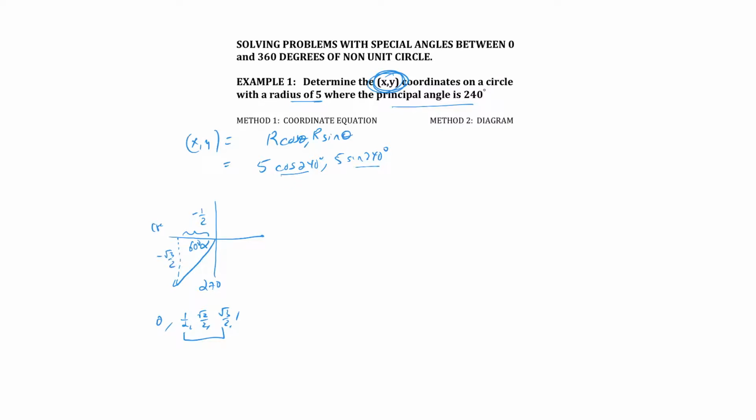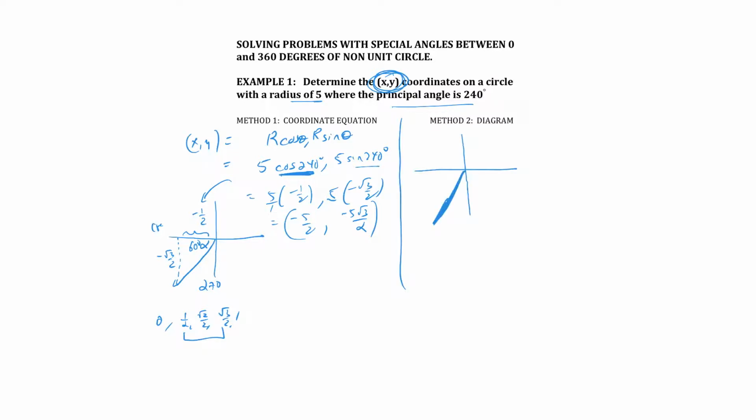So I know that cos 240 is the x value, so I'm going to go back to my diagram here and look at the x value, which is negative 1 over 2, and the other one's going to be the y value, which is negative root 3 over 2, and all I'm going to do is just multiply the fractions, so negative 5 over 2. Remember, when you multiply fractions, numerator, denominator, this is going to be negative 5 root 3 all over 2. So this here is my coordinate.